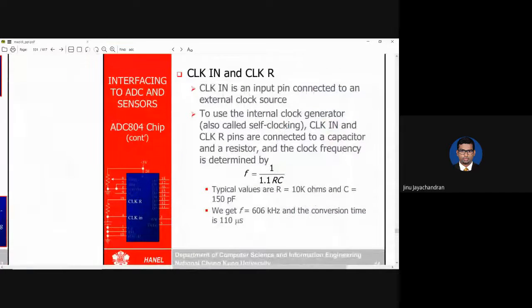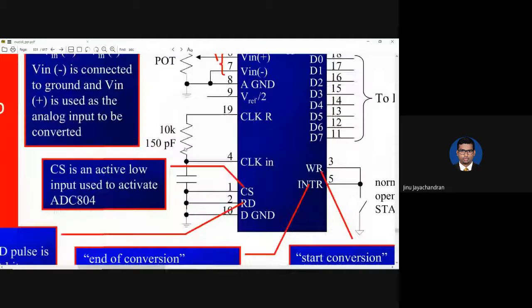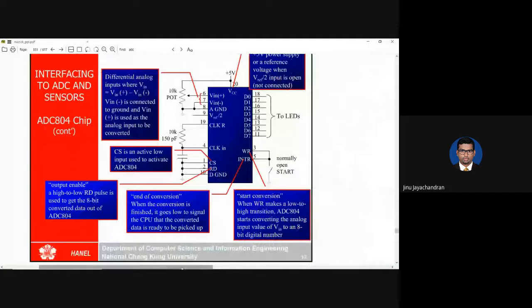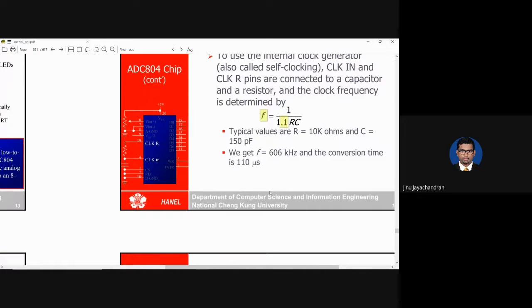So the clock in and clock R are the input clocks for your ADC. Currently it is connected to a capacitor and a resistor, which is basically an RC filter, which will make an oscillation to create a clock. You can specify the time period and frequency by this formula, F is equal to 1 by 1.1 RC. So depending on the ADC frequency you need, you can configure the clock.